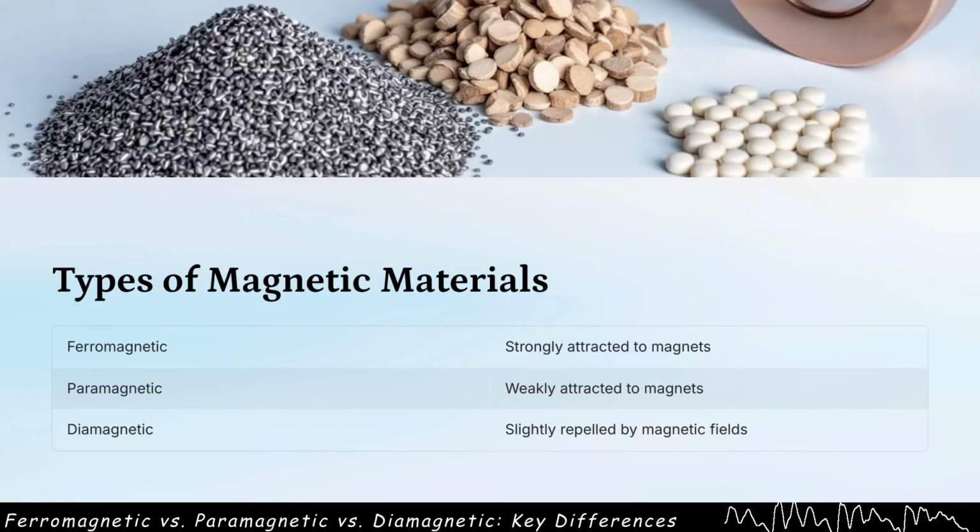Ferromagnetic materials are strongly attracted to magnets, paramagnetic materials are weakly attracted, and diamagnetic materials are slightly repelled by magnetic fields. These different behaviors determine how easily materials can be separated using magnets.